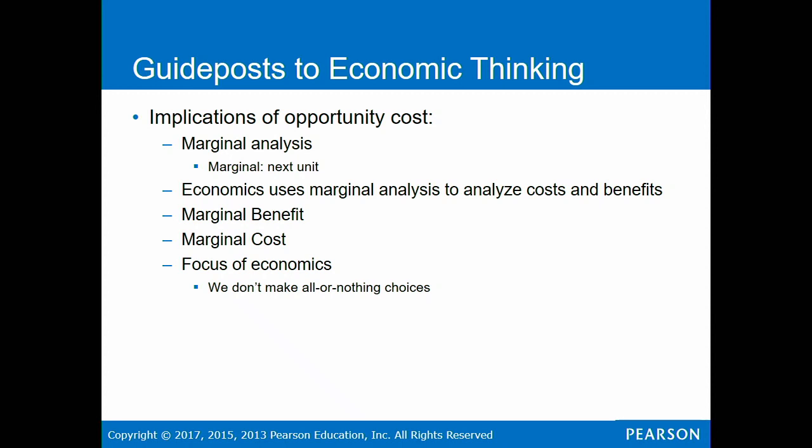All right, so the implications of opportunity cost is we use marginal analysis. Marginal, in this case, refers to the next unit. So when you're looking to analyze costs and benefits, you're going to think of the cost of buying the next unit. You're not going to think of the cost of buying all the units to get you up to that point.